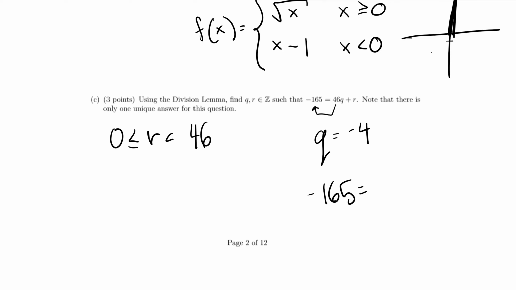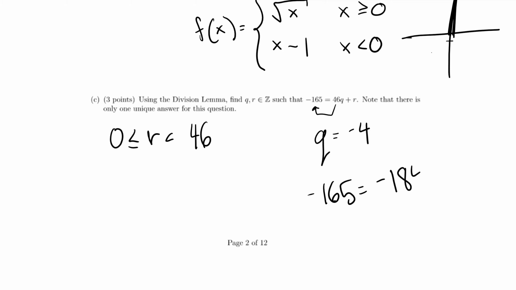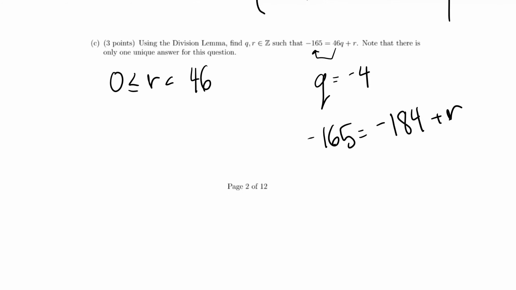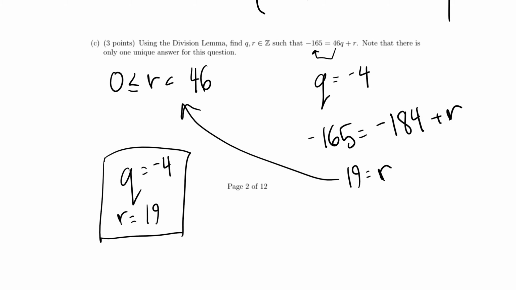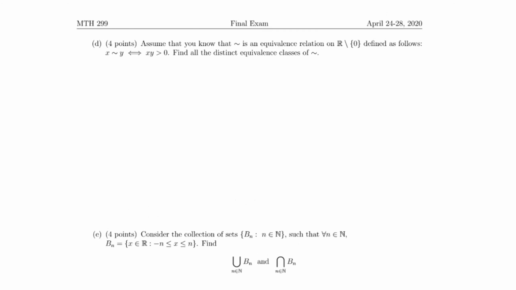So we do q equals negative 4. So 46 times 4 is 184, so negative 184 plus r. Now if we add that to the other side, we get that 19 equals r. And is that allowed? Yes, that is. So maybe let's write it nicely. This is where that uniqueness comes from. If r was allowed to be negative, it wouldn't be unique because we could choose q to be negative 3 and then r could have been negative. But this is what gives us the uniqueness, that r has to be positive, or at least non-negative, because it could be 0.